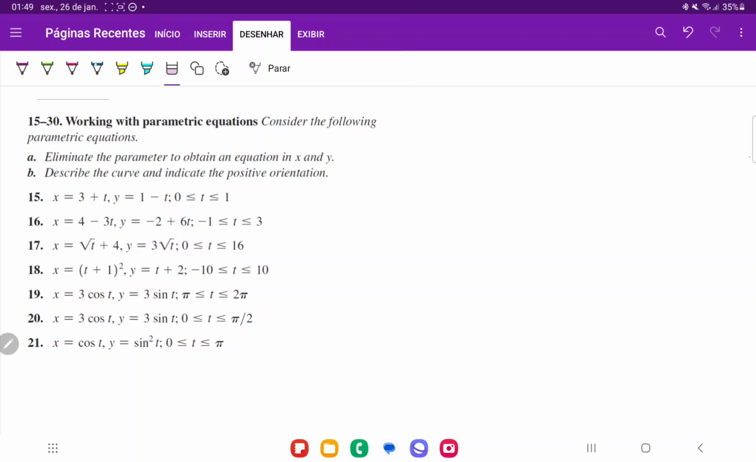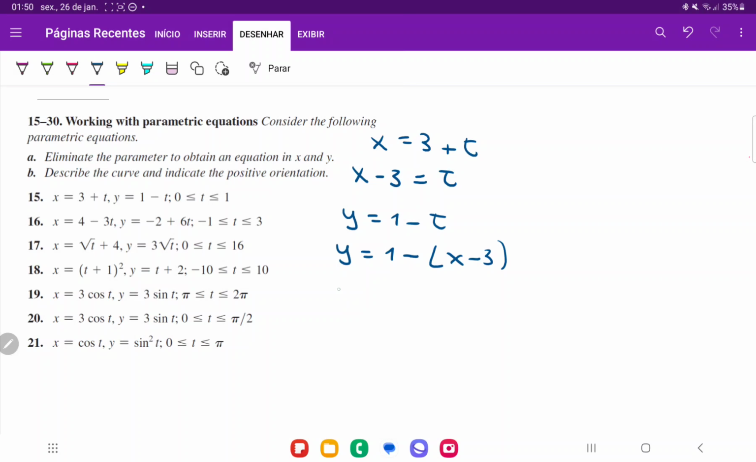So once I have this, I'm going to write x is equal to 3 plus t. Let's bring the 3 over to the left-hand side, so x minus 3 is equal to t. Once we have this, remember that we have the equation y is equal to 1 minus t, but t is equal to x minus 3, right? So y is going to be equal to 1 minus (x minus 3), which therefore means that y is going to be equal to minus x, if I distribute that minus, and then minus 3 plus 1, so plus 4.